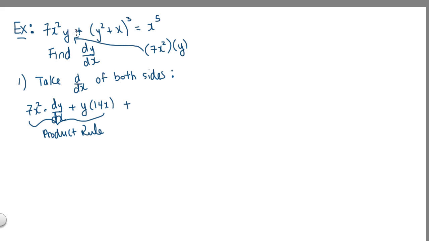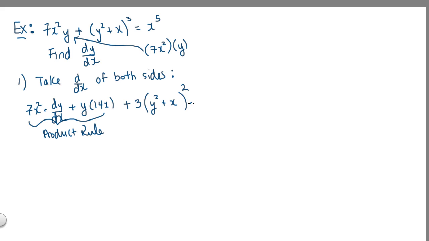Okay, now we're going to move on across our equation. We're now going to take the derivative of this cubed term, and there's now going to be a chain rule involved here. So we're going to take the derivative of the outside function, the cube. We'd have 3 times the inside function squared. The inside function stays the same. So we'd have y squared plus x in there.